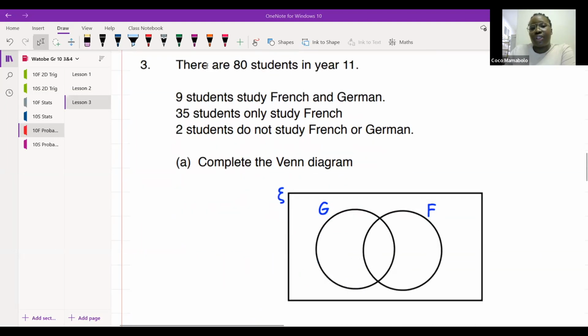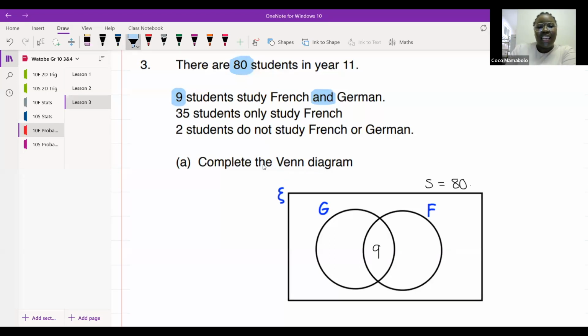Right, let's start with the first question. They say there are 80 students in year 11. What that tells me is that my sample set has 80 numbers in it, so S is equal to 80. That is our full sample set. Then they say 9 students study French and German. Where does this 9 go? When we hear the word and, what does that tell me, Mfundo? Ma'am, it goes in between the circle G and the circle F in the middle. Beautiful, because they do both. 9 students do both of them, so the 9 goes here.